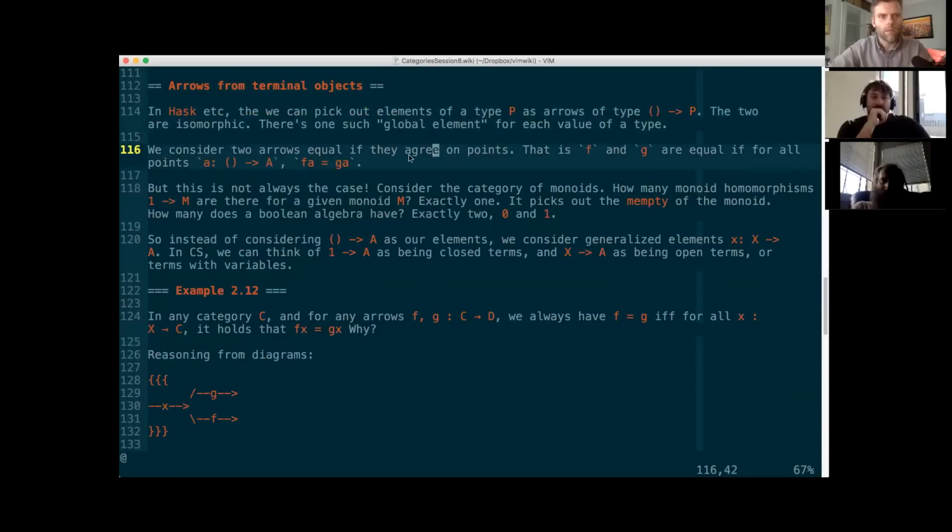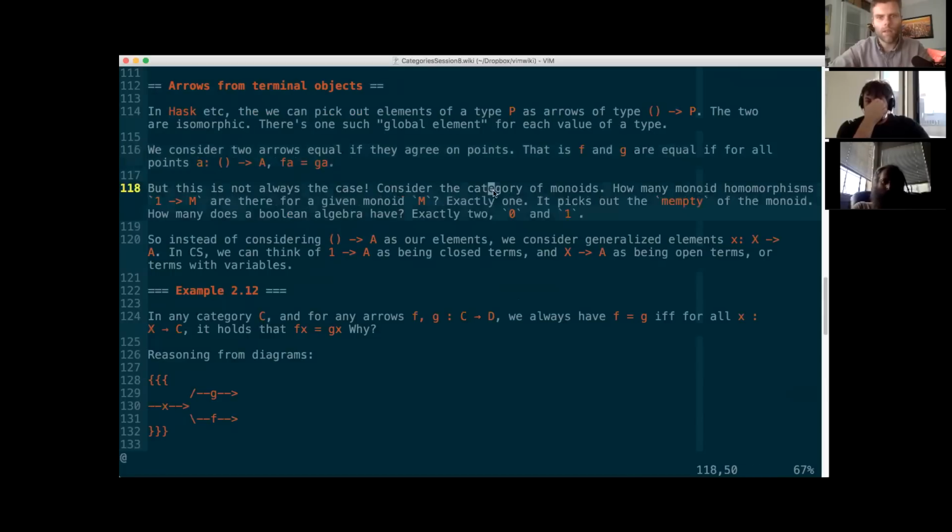We consider two arrows equal if they agree on points. That is, f and g are equal if for all points a, from unit to A, f composed with a is g composed with a. So f and g are equal if, applied to the result of this single element function a, we get the same. But this is not always the case. This is true in Set and Hask.